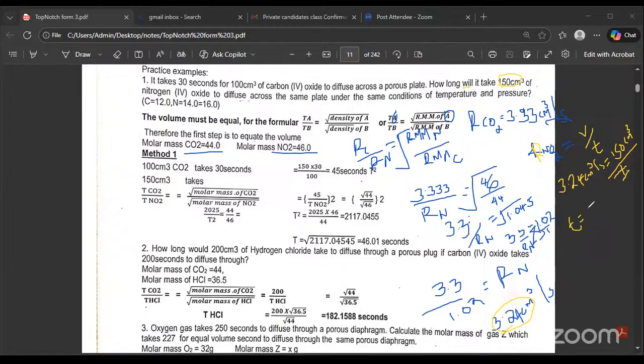is equal to 150 centimeters cube over 3.24 centimeters cube per second. There is a reason I'm writing everything so that you see per second. So the time now will remain. What are the units of time? We have mentioned that all through. It is seconds.